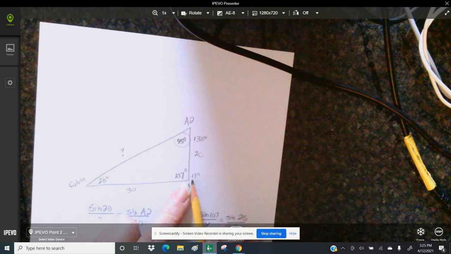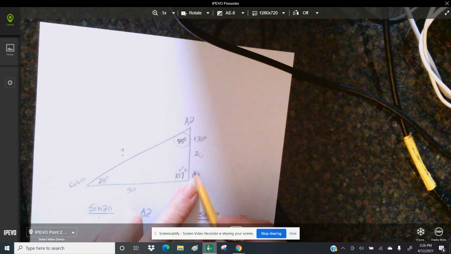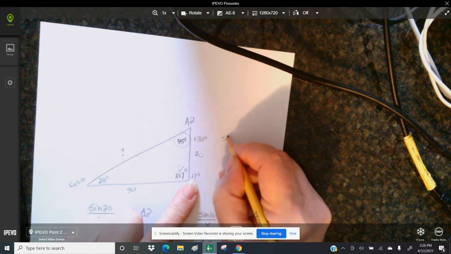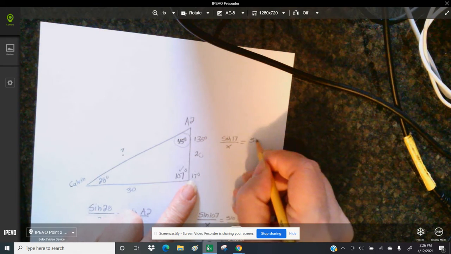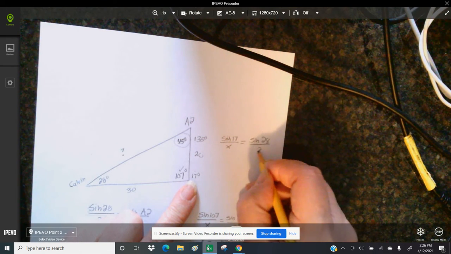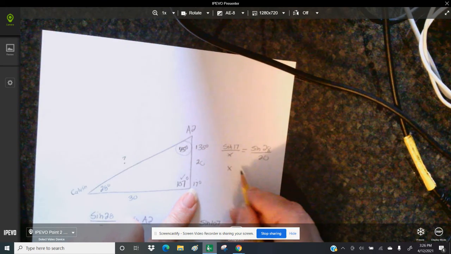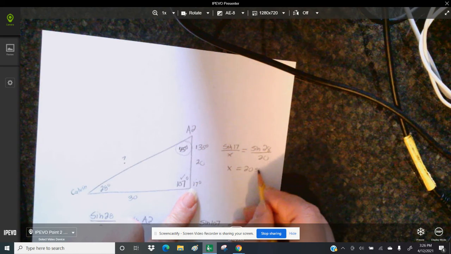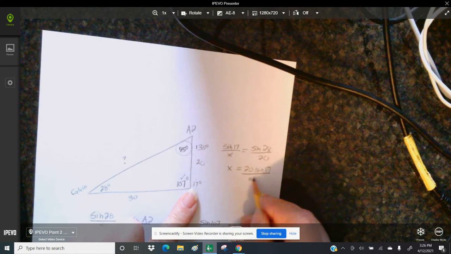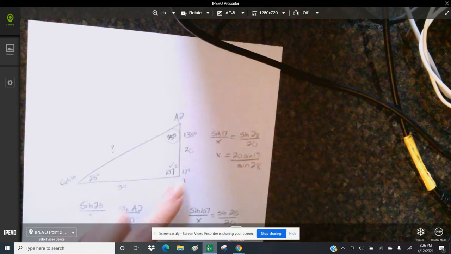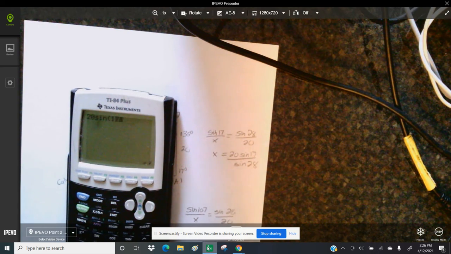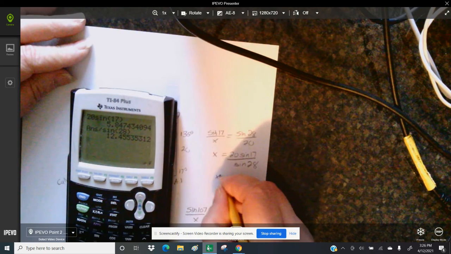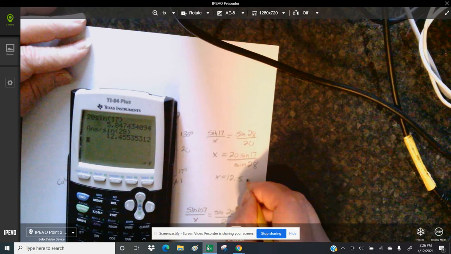And I'm going to do the same thing now. I've already used the 107. Now I'm going to do the same thing using the 17. So I'm going to say the sine of 17 all over x equals the sine of 28 all over 20. Again, cross multiply. So x is going to be 20 times the sine of 17 divided by the sine of 28. Put that in my calculator. 20 times the sine of 17 divided by the sine of 28. And I have x equals 12.5.